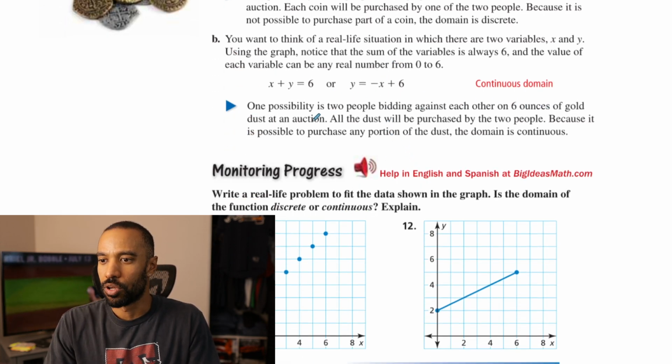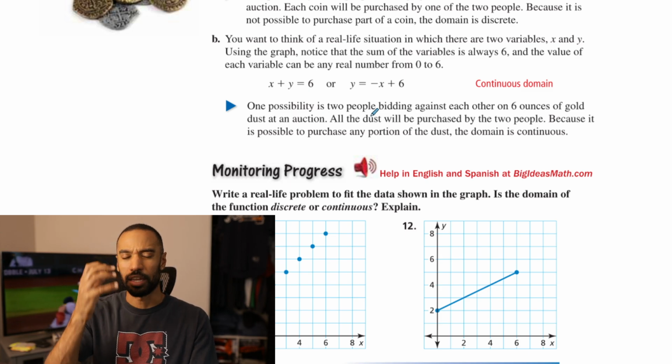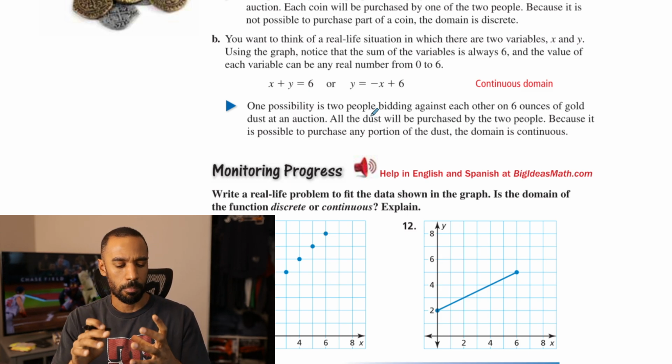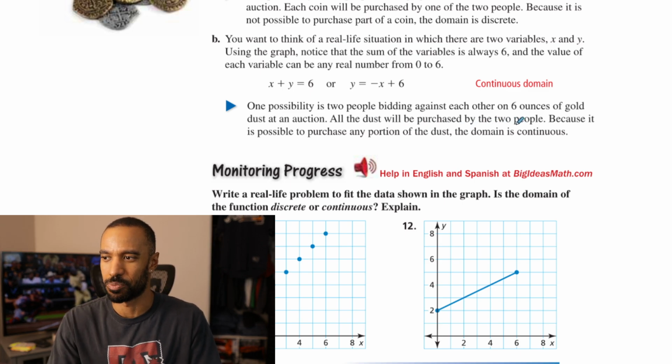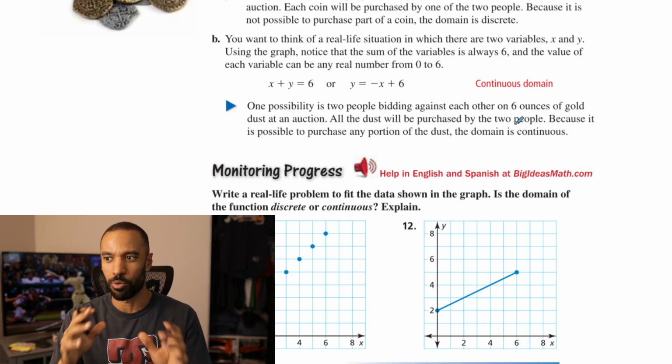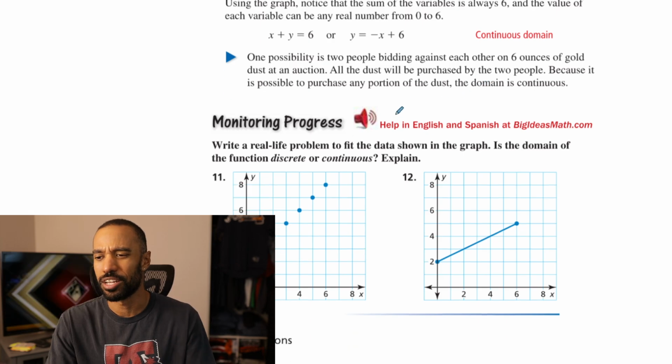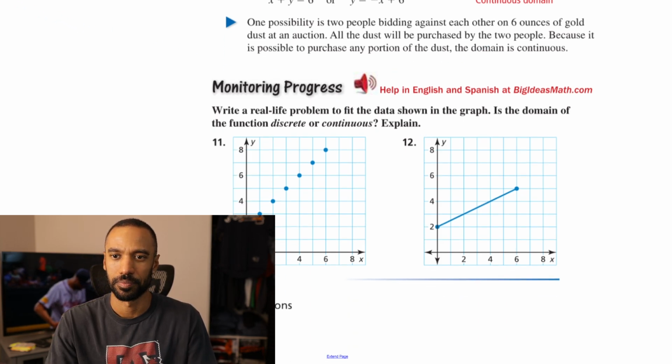Continuous ounces of gold dust at an auction. So same thing, fractional amounts down to the micro little bits of it. So all the dust will be purchased by the two people. You can purchase any portion of the dust that makes it continuous. Very interesting versions that they had there.